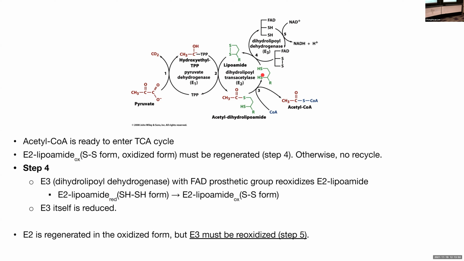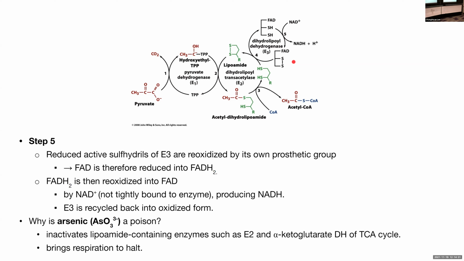But since there's an oxidation, this molecule, the FAD, should be reduced, right? So it's going to be reduced to have these 2 sulfhydryl groups. Again, it's just a simple exchange of this disulfide bond. And then eventually this E2 goes back to its original form, so it can be reused for step 2. But E3 is left reduced now, so it has to go back to its original form, where it has the disulfide bond, so it has to be reoxidized, which happens in step 5.